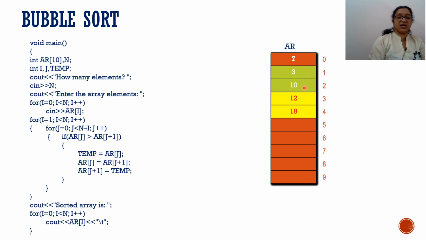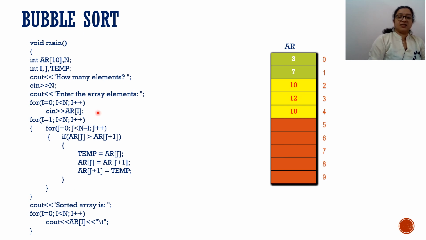Understood? 3, 10, 12, 18. Now in the unordered list, 10 is the highest one. Okay, now 10, 12 and 18 are sorted. Now we want to check only 7 and 3. So only one time we want to repeat this process. So again j is equal to 0. j less than n minus i means only one time we want to do this. We are checking 7 and 3 now. Yeah, 7 is the greatest one. So 3 we want to move to the index 0 position and 7 to the index number 1 position. So 7 and 3 is sorted.